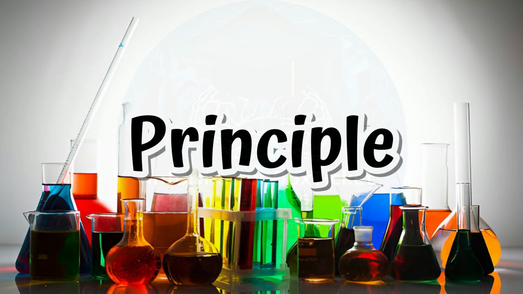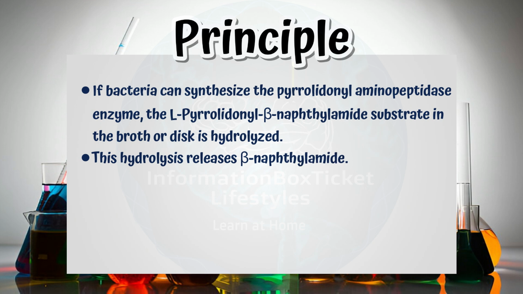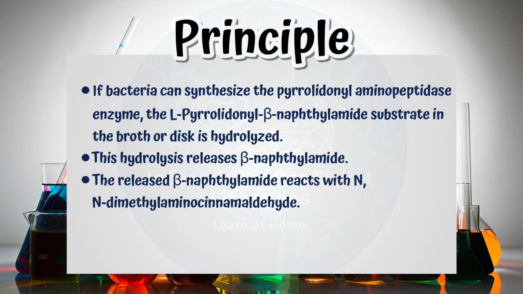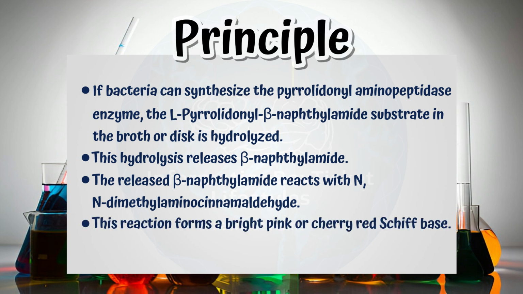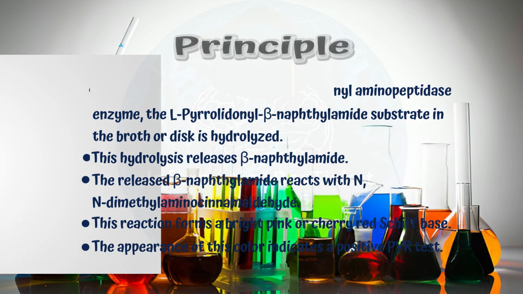Principle of PYR test. If bacteria can synthesize the pyrrolidinyl aminopeptidase enzyme, the L-pyrrolidinyl B-naphthylamide substrate in the broth or disc is hydrolyzed. This hydrolysis releases B-naphthylamide. The released B-naphthylamide reacts with N-dimethylaminocinnamaldehyde. This reaction forms a bright pink or cherry red Schiff base. The appearance of this color indicates a positive PYR test.